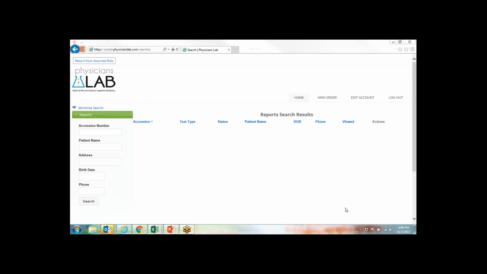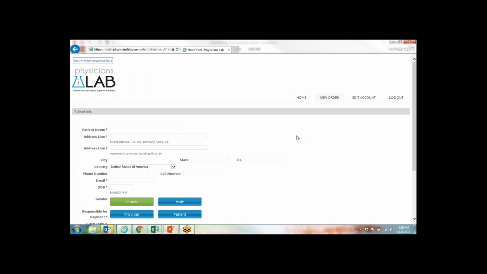This is the order screen. This is my personal order screen. If I want to place a new order, I just click New Order. I put in the patient information, the email, the date of birth, their address, their phone number.